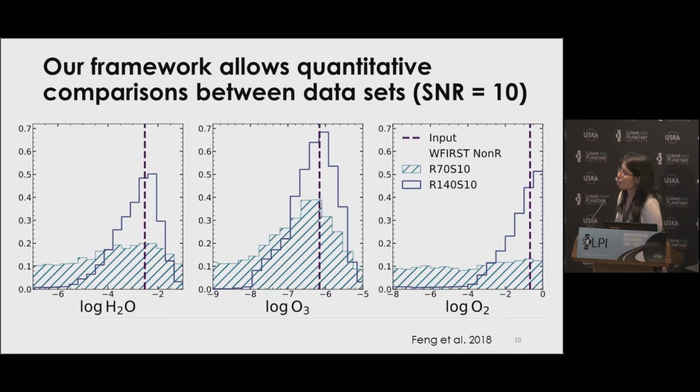And speaking of these posterior distributions, here I've shown water, ozone, and oxygen, and this is showing how we can compare. If we fix a signal to noise ratio, we can see how the different instruments can perform. And this is telling us that if we want to be able to detect these 3 important molecular species for an Earth-like planet, we would need to go to a higher resolution of R of 140.